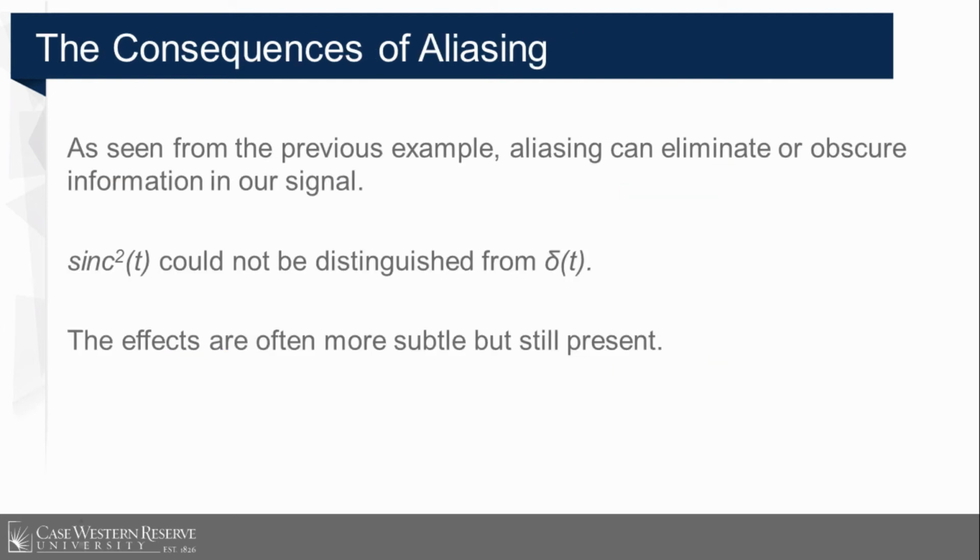All right, so this previous example, again, was a very extreme example of aliasing. But in general, aliasing will eliminate or, at best, just obscure the information in our signal. So, in the previous slide, we saw that the sinc squared function couldn't be distinguished from a delta function. This is pretty extreme. But often the effects are more subtle, but they still can be present. So let's take a look at an example, a very simple schematic, to understand how this can be.